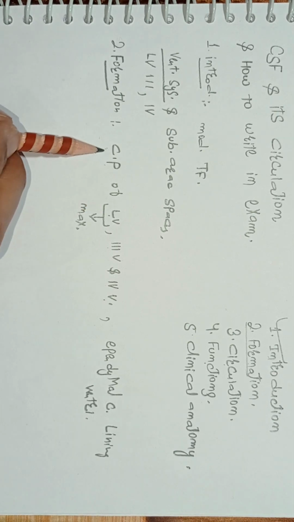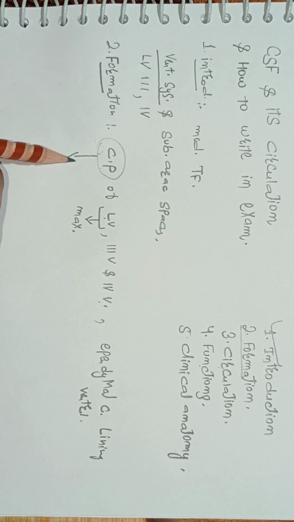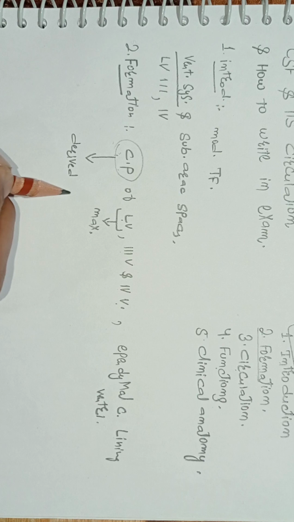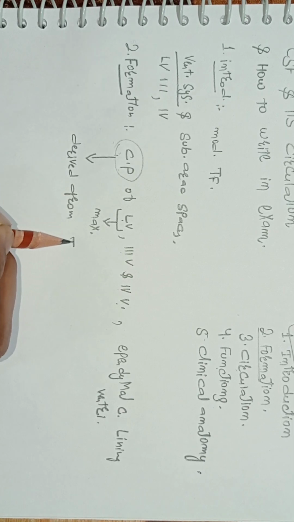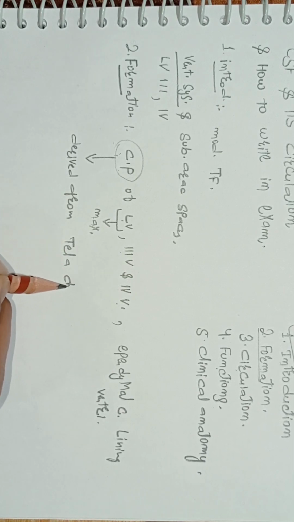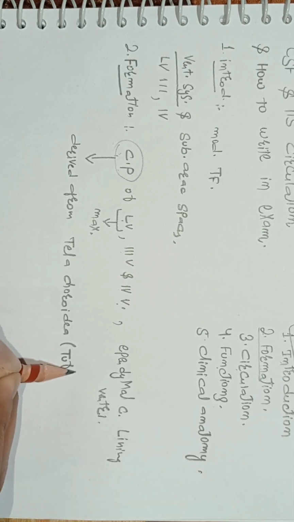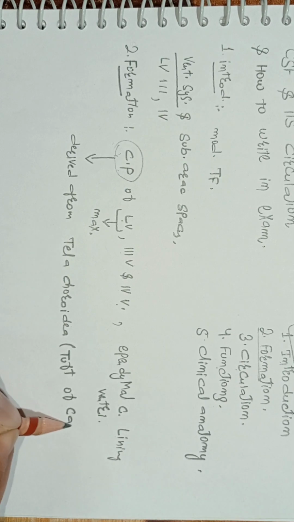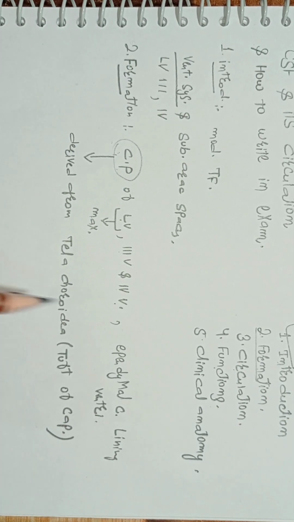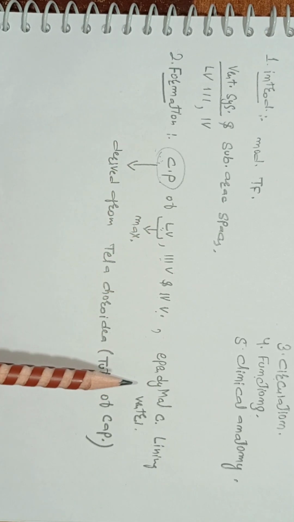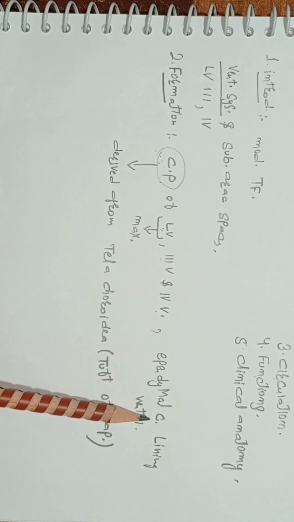Clearly, maximum contribution is from the choroid plexus. What is this choroid plexus? This choroid plexus is derived from tela choroidea. What is this tela choroidea? It is just a tuft of capillaries. So second heading, formation of CSF, is complete. In formation, it is formed from the choroid plexus of lateral, third, and fourth ventricle, and CSF is minimally formed by ependymal cells which line the ventricles.